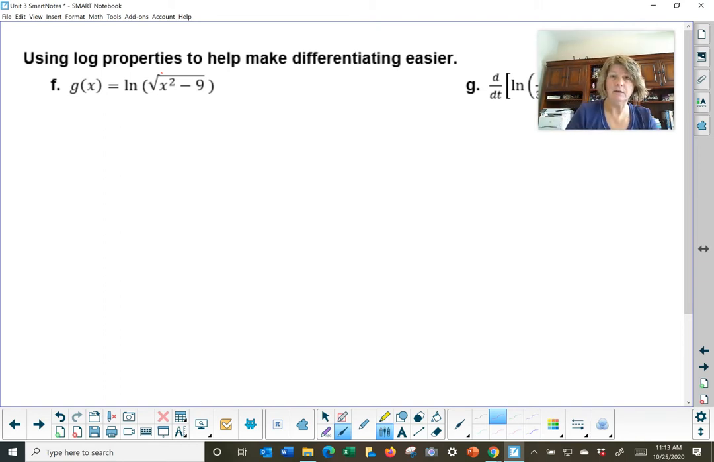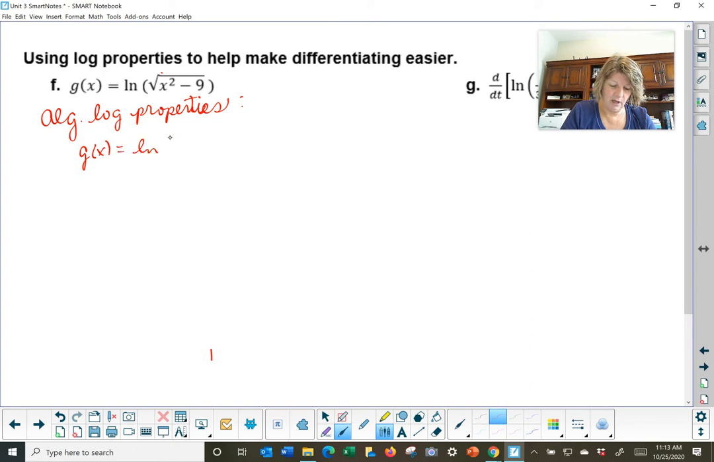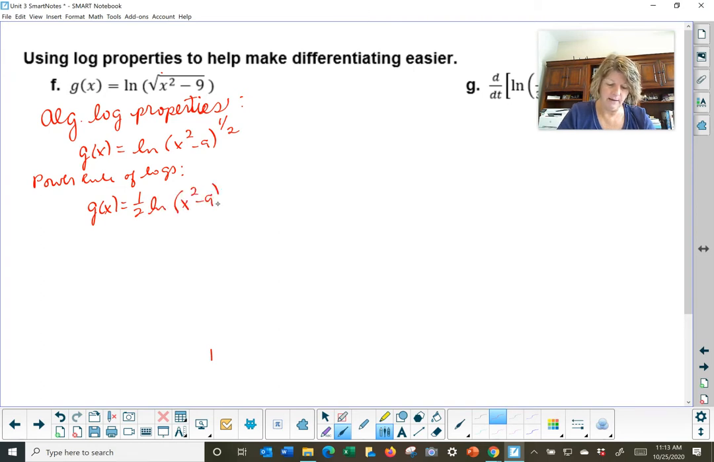And I can if I use my algebraic log properties. So I'm going to write algebraic log properties. Oops, let's spell it right. And here's what I'm going to do. I'm going to think of this as the natural log of x squared minus 9 to the 1/2 power. Now use the power rule of logs to swing that half in front. So I get g of x equals 1/2 natural log of x squared minus 9.